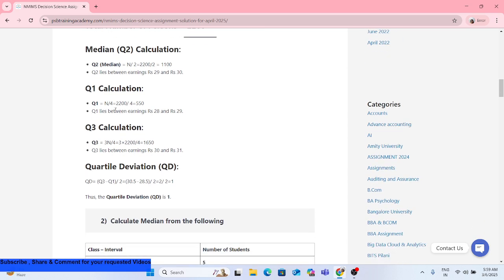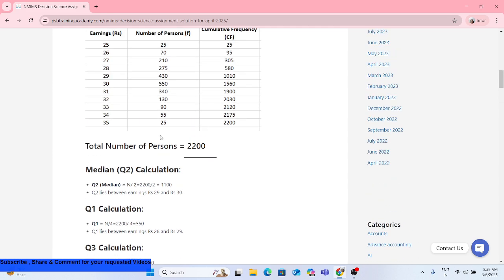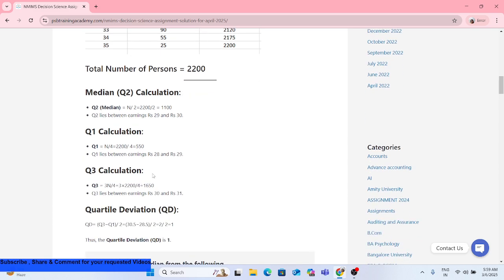Again the calculation, Q1 will be n by 4. Here n by 4 is 550. Now Q1 lies at 550, between 27 and 28.